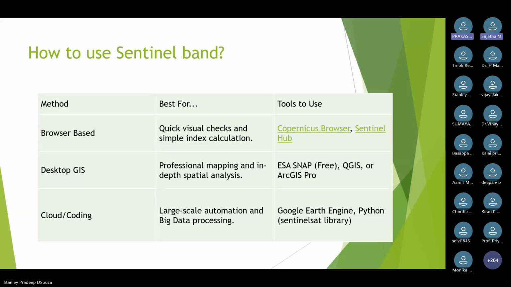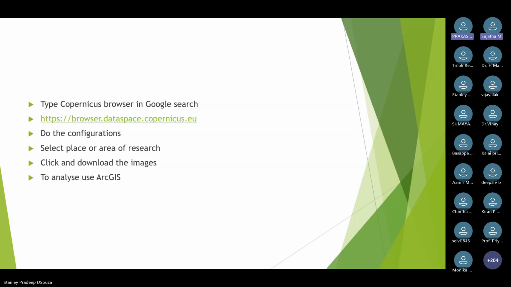So how to get the Sentinel-2 data? One method is the browser-based method. You can use Google search and search for Copernicus browser, and you will get the first link. In the next slide, I have put a link, browser.dataspace.copernicus.eu. If you use this link, you will be moved to the Copernicus browser.